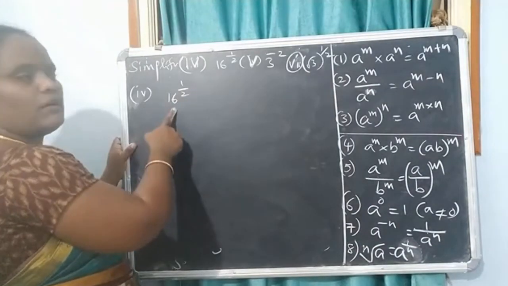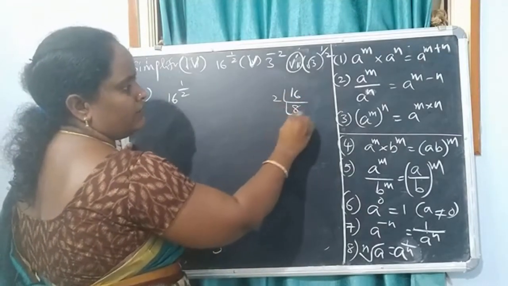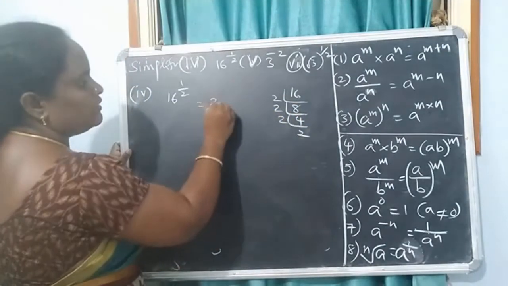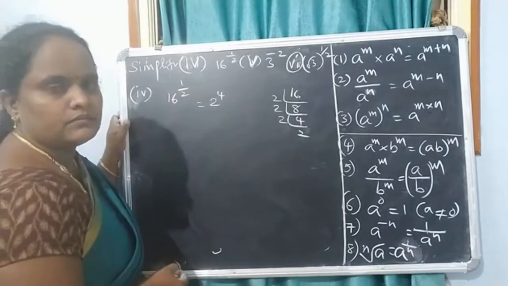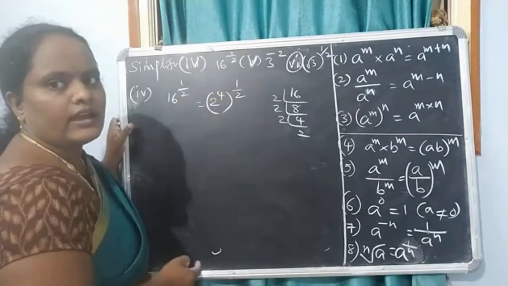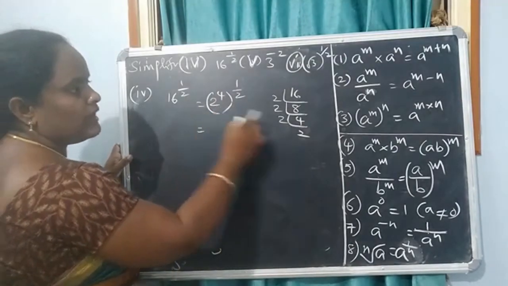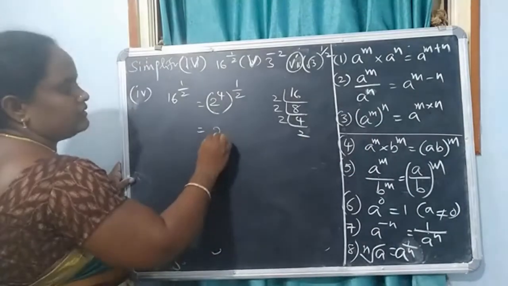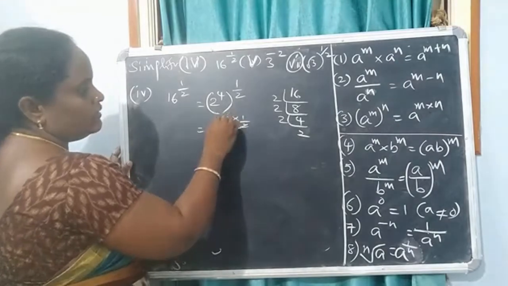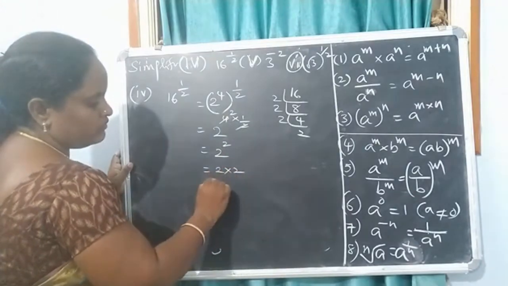Now fourth one, that is 16 power 1 by 2. Here 16 can be prime factorized: 2 8s are 16, 2 4s are 8, 2 2s are 4. So 16 can be written as 2 power 4. Here one more power is there. In such cases we need to write the bracket, then the power which we are having. So now we read it as 2 power 4 whole power 1 by 2. So this is which formula? Third one, a power m whole power n, that is a power m into n. Powers must be multiplied. So powers 4 into 1 by 2, 2 2s, so 2 power 2 into 1, that is 2 square. 2 square is 2 into 2, 4. 4 is the answer.